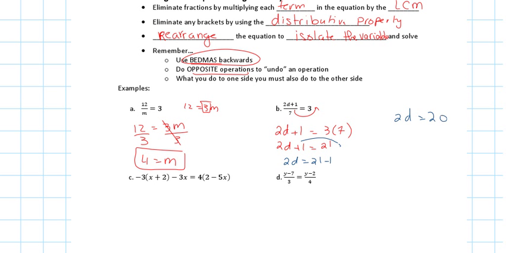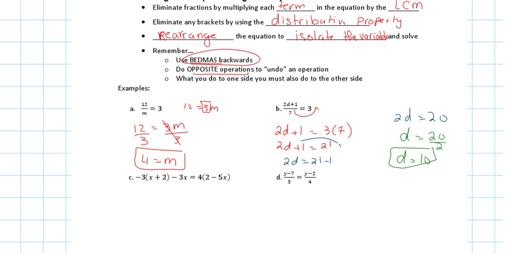And what's the last thing I have to do? 2 divided by 2. Yep. You're going to have to divide by 2 because you have a multiplication by 2 here. To get rid of that 2, you have to divide by 2. So D equals 10.